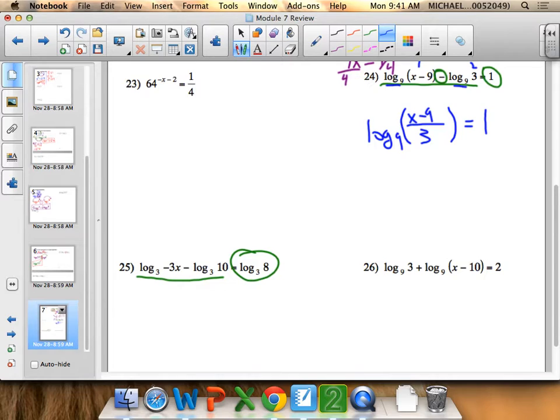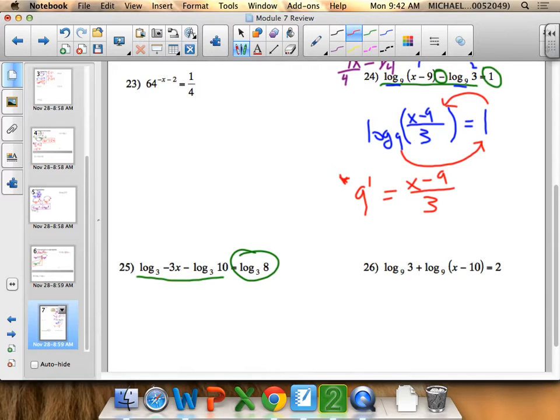If you get to this point and you condensed it correctly, that's awesome. Now you should see that this looks exactly like a logarithmic equation, but it doesn't equal a log, so I can't cancel them out. So my only next step is to rewrite it into exponential form. So the 9 is raised to the 1, and it equals x minus 9 over 3. Alright? And then this math at this point will look different for 25 and 26. It just depends on how you're able to rewrite it. But 9 to the 1 is indeed 9.